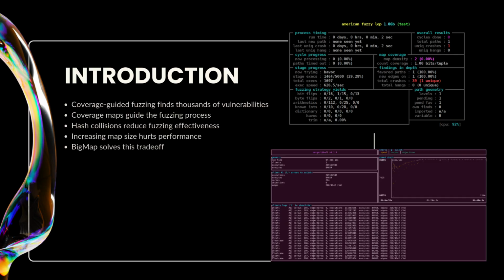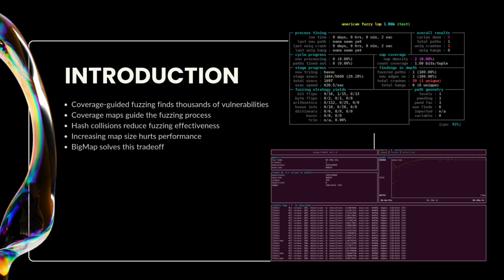Because the map has a fixed size, edges in the program are hashed into it. As programs grow larger, this causes hash collisions, where multiple edges map to the same location. These collisions reduce the fuzzer's ability to distinguish new program behavior, which directly hurts bug discovery. A natural solution would be to simply increase the size of the coverage map, but doing that introduces severe performance overhead and dramatically slows fuzzing down.